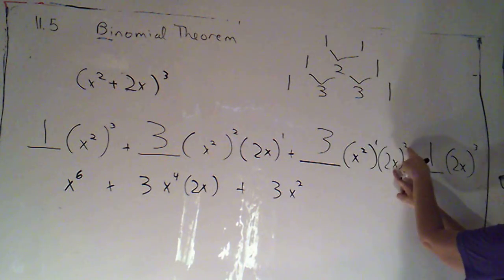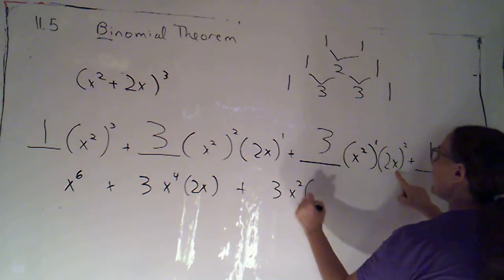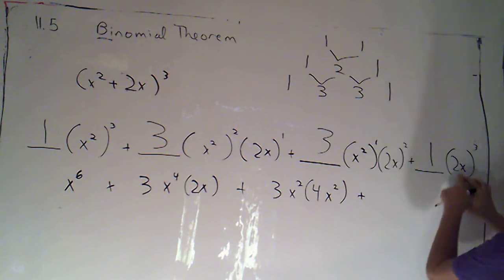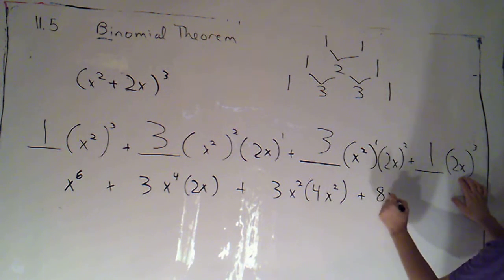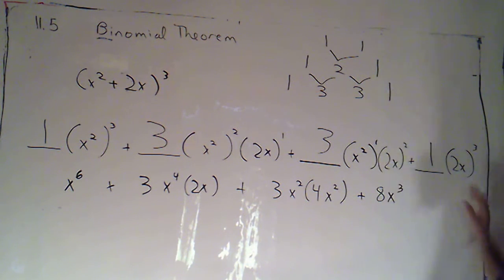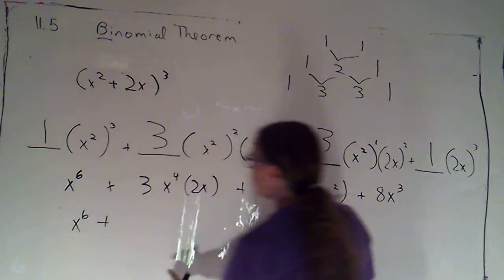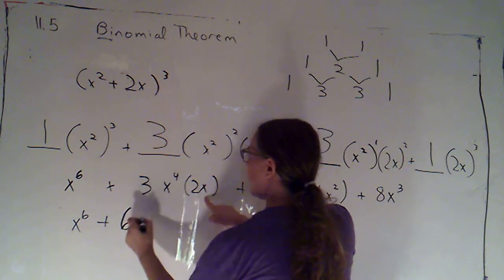Now here, that exponent of 2 applies to both the 2 and the x because they're connected by multiplication. So 2 squared is 4, and then x squared. Plus here, I'm cubing the 2, so that's going to be 8, and I'm cubing the x, so that's x cubed.